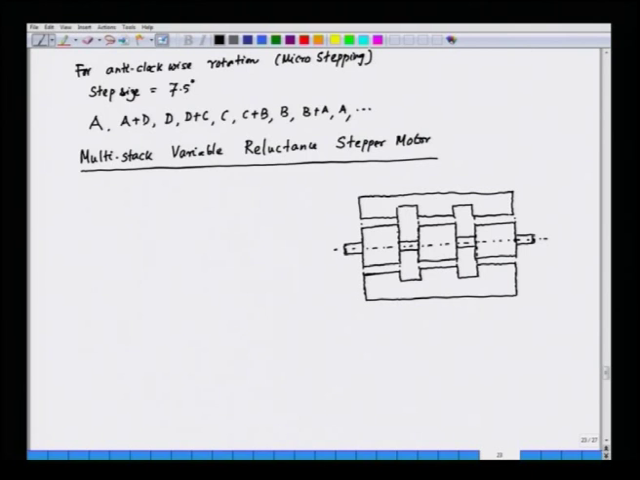Out. Now, what we have in this case, we can call this to be stack A, this is one stack, stack A, and this is stack B, and stack C. So, this is the stator we have. It is a continuous stator but having various stacks. The rotor, this is the rotor.